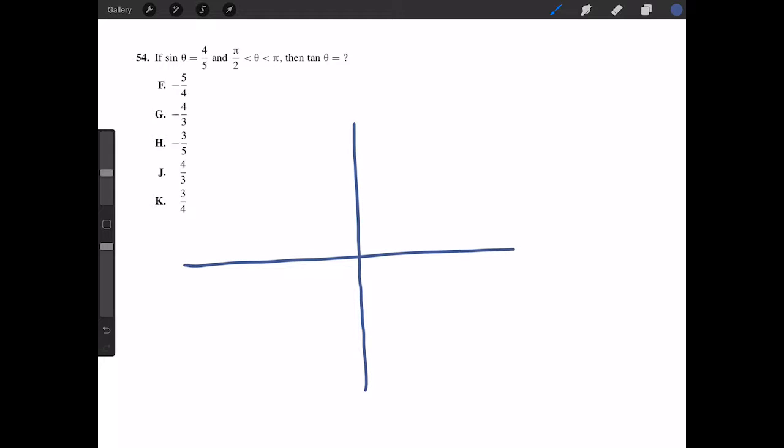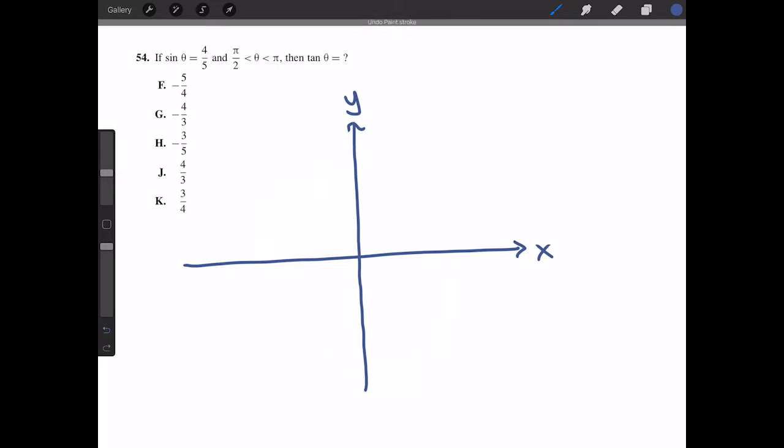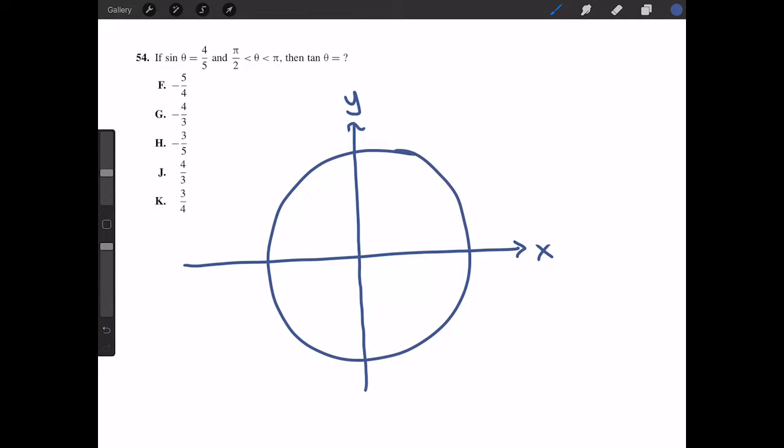X, y-axis. Inscribe the unit circle, which has, I think I can do a better job than that. Let me redraw this. Okay, that's a little bit better. Okay, so the unit circle has a radius of 1.